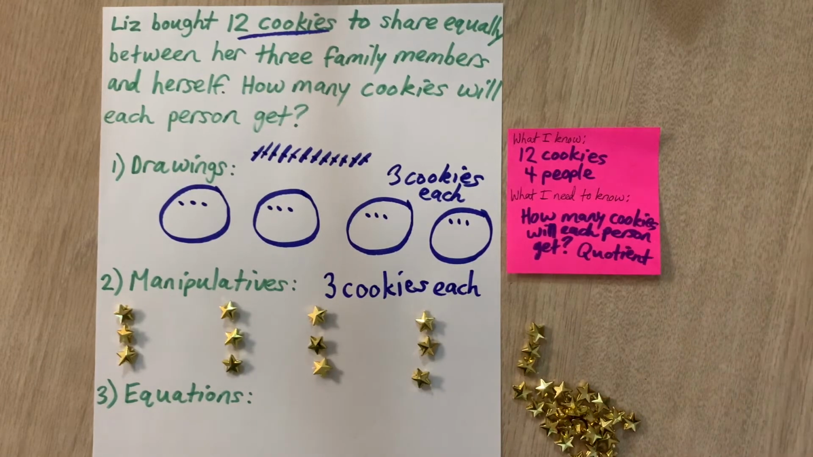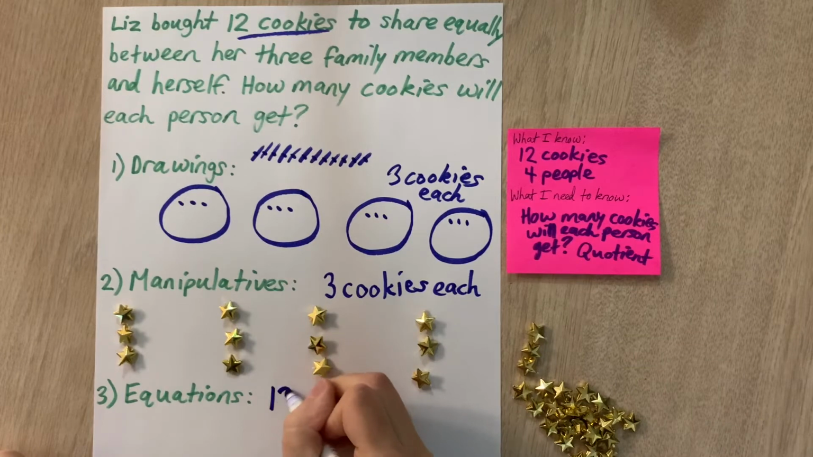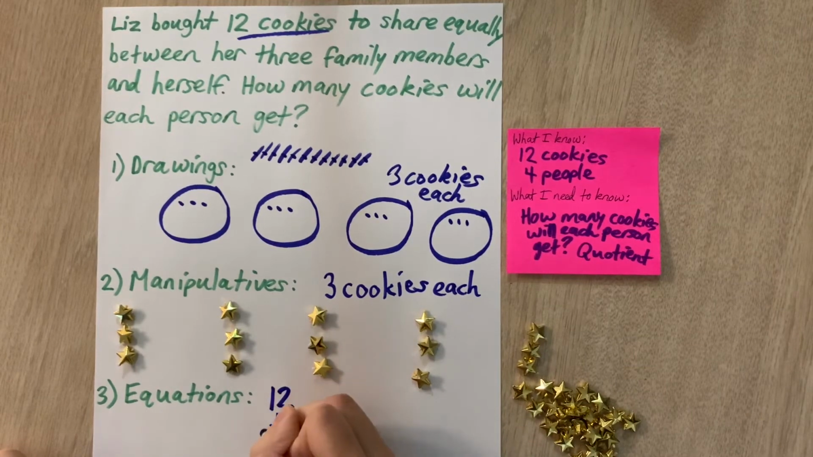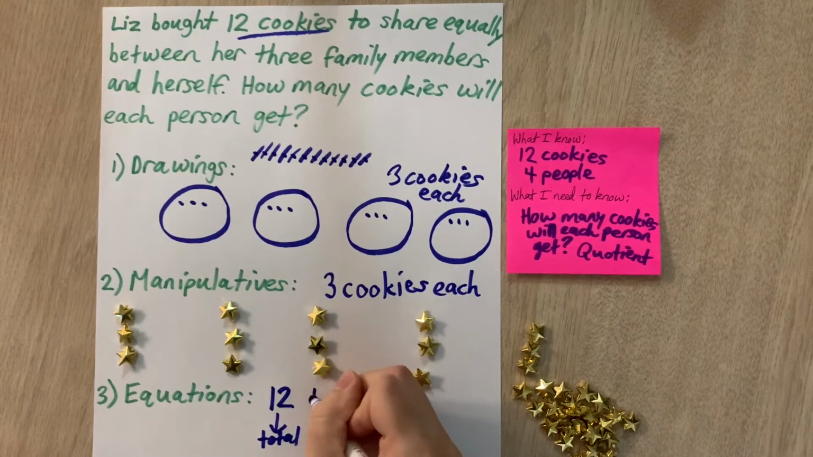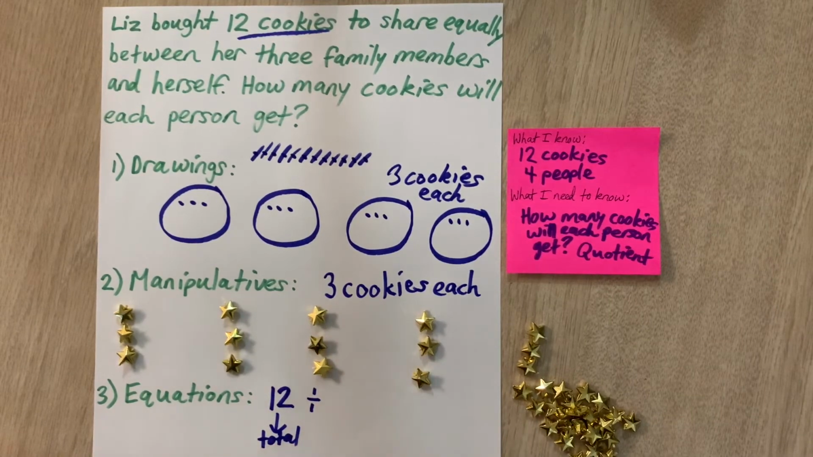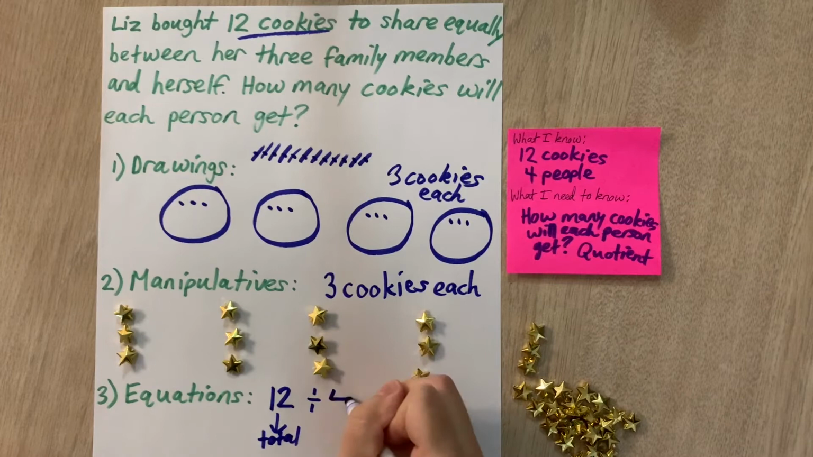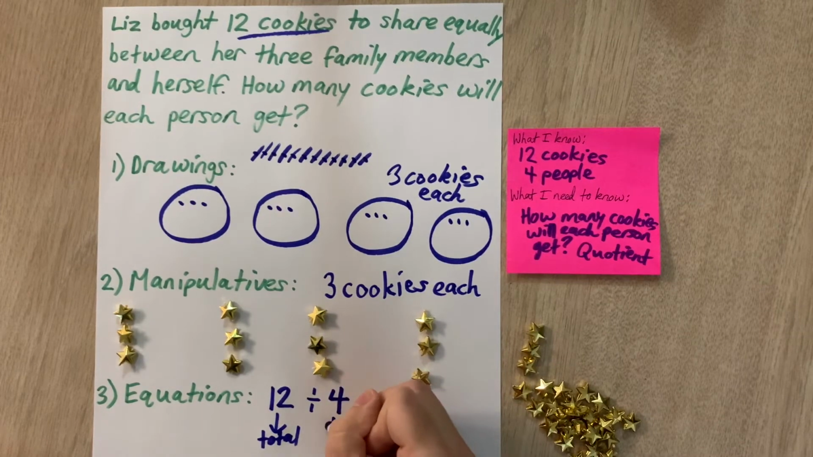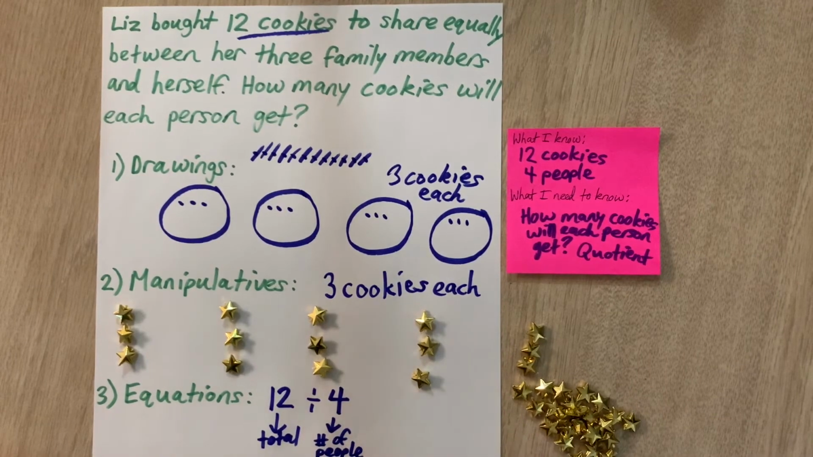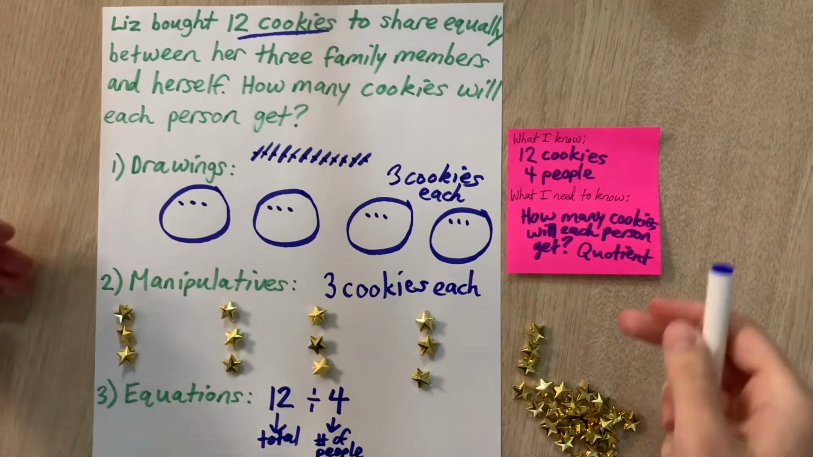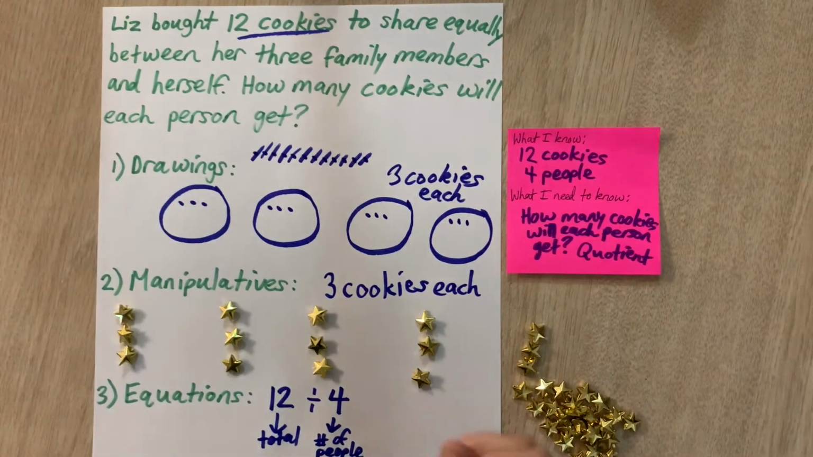So we know that we have to divide these 12 cookies between 4 people. So what that equation would look like is 12, our total of 12, and you can write this on your piece of paper too, total of 12 divided by, so we'll be sure to include that division sign, divided by 4. And 4 is our number of groups, or in this case, the number of people. Okay. And then we have to find out what 12 divided by 4 equals.